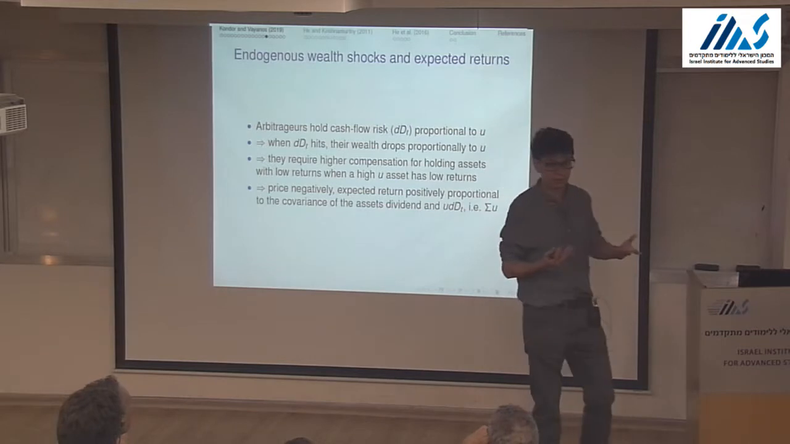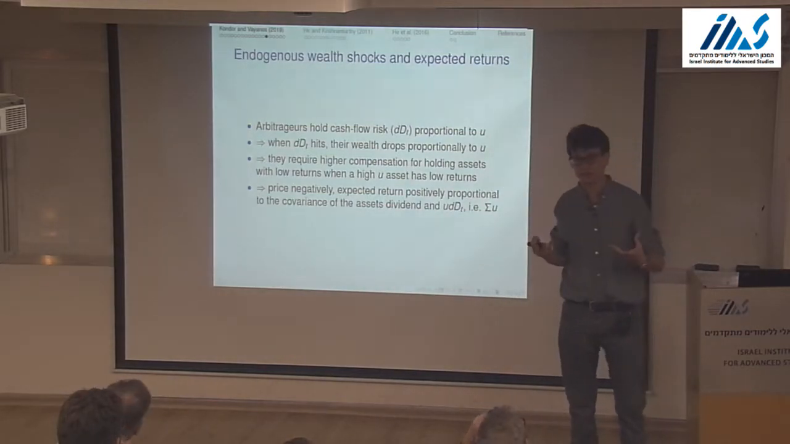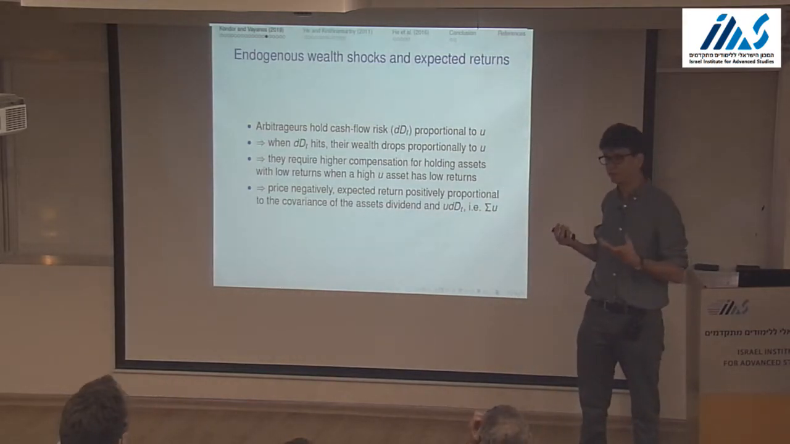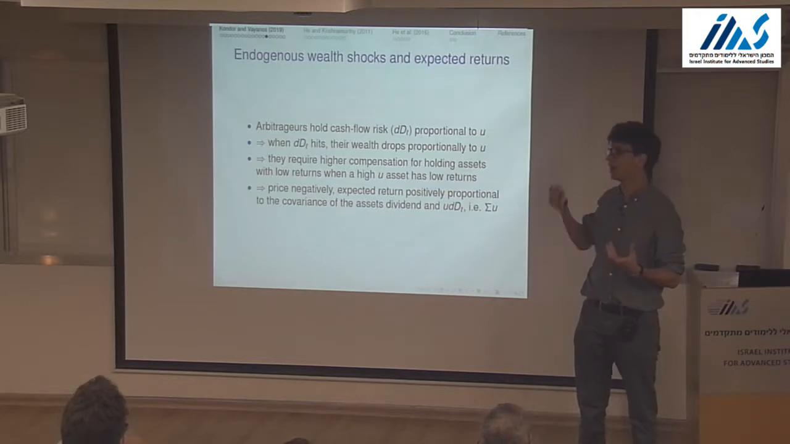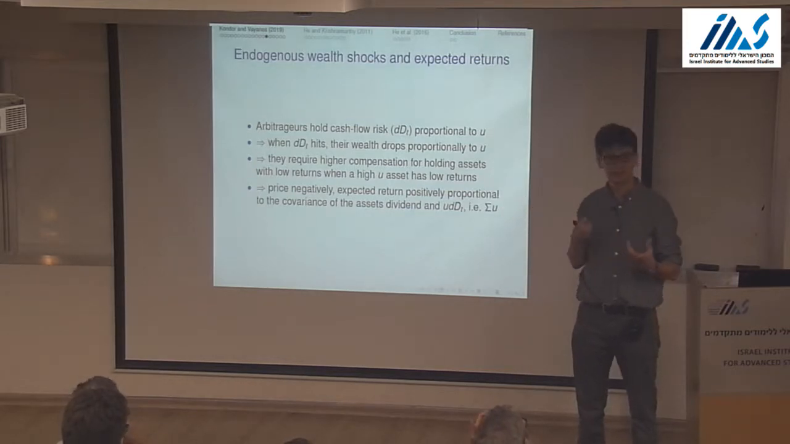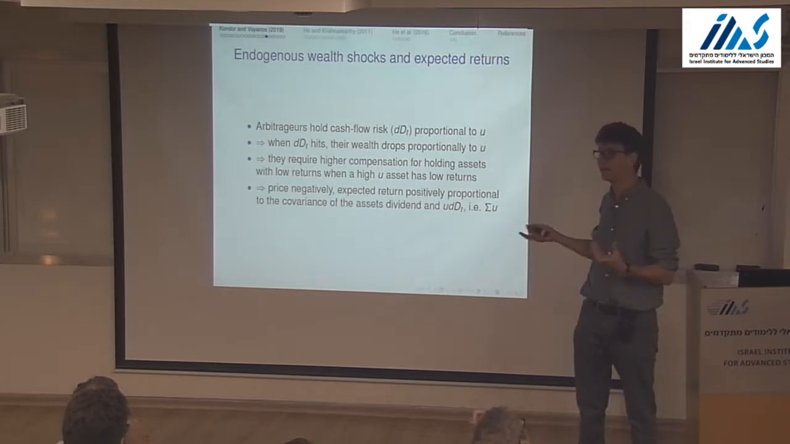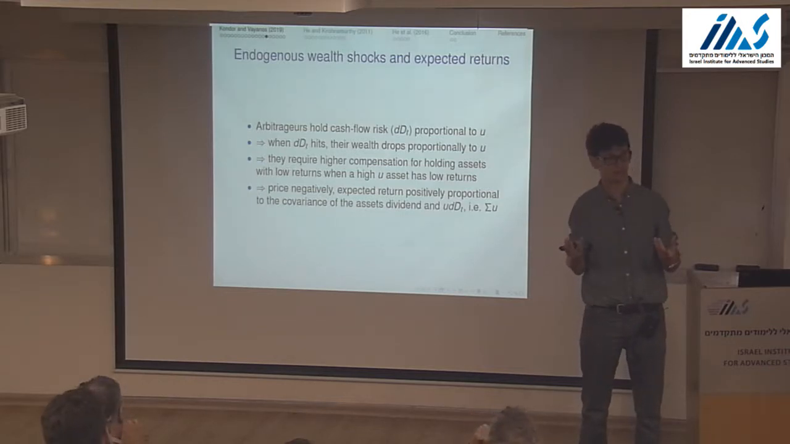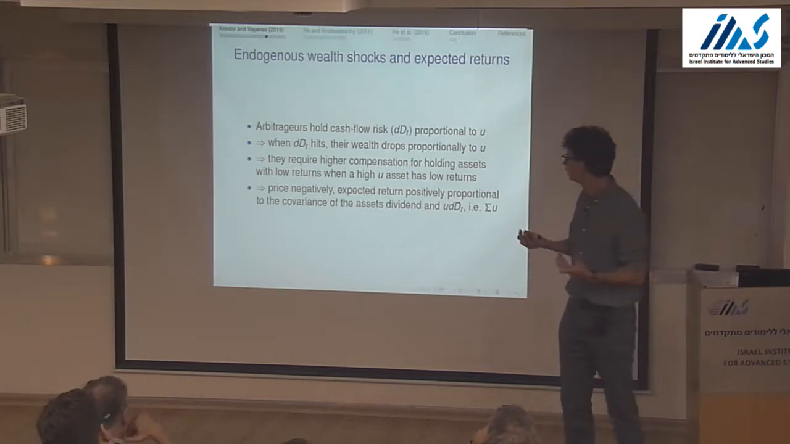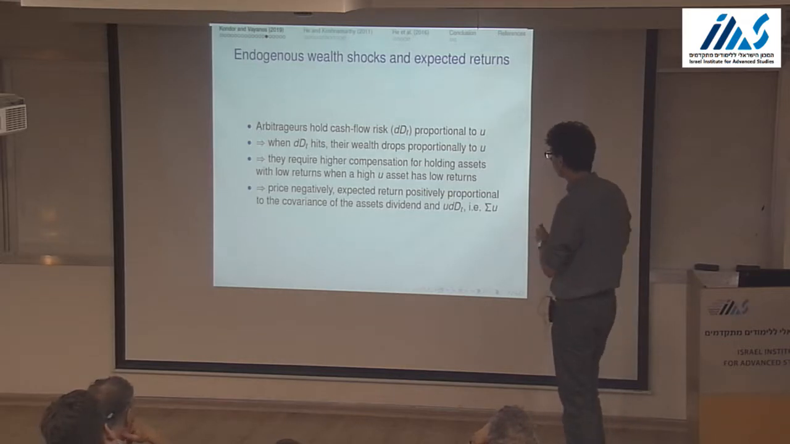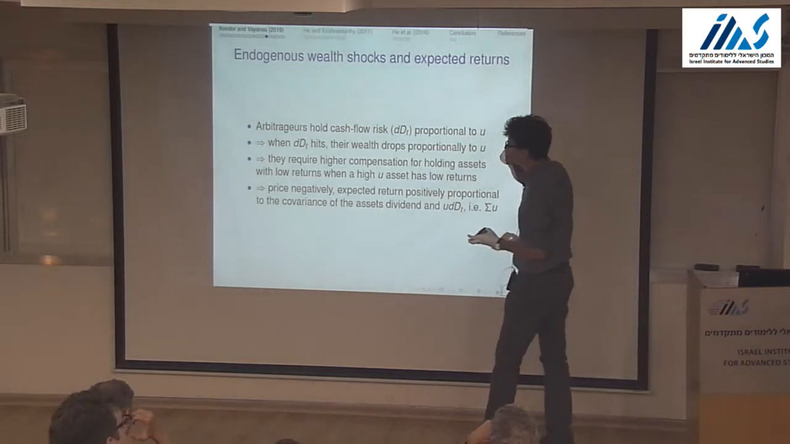The arbitrageurs will price these assets, and the main worry of these arbitrageurs is whether a given asset will pay up when they are rich, or whether it will pay up when they are poor, or whether it will pay up when their effective risk aversion is large, or whether it will pay up when their effective risk aversion is small.